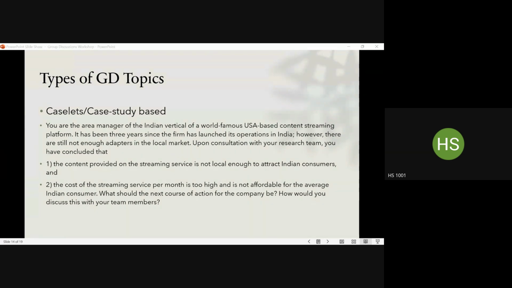Go on. That's it? About affordability, I can't think of something. Sorry. That's okay. Yeah, thank you, Sneha. Right, Aishman, you had a point.